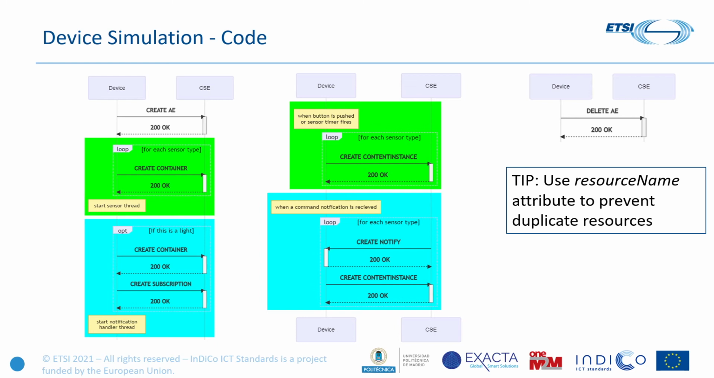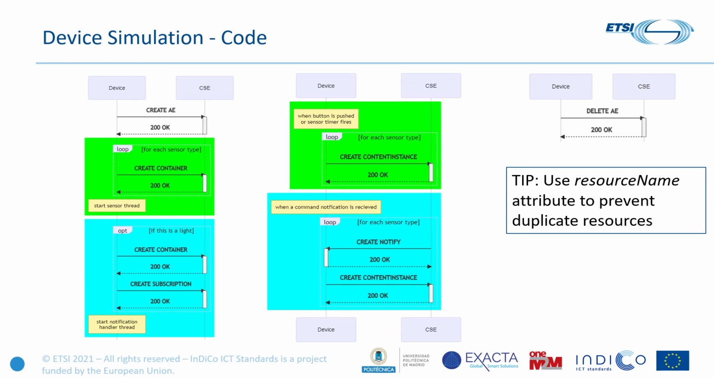Also, for the device, whenever a command is received from the CSE, i.e. a command to turn the light on or off, that will come through a notification request. That notification request will be received by the device. Then the device will have to respond to it. And at that point, the device will change the state according to the command that was in that particular message.